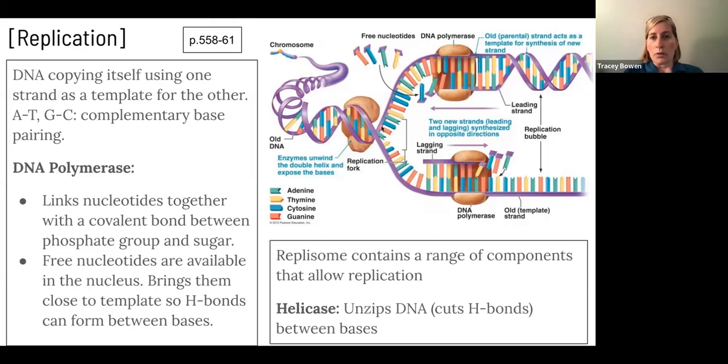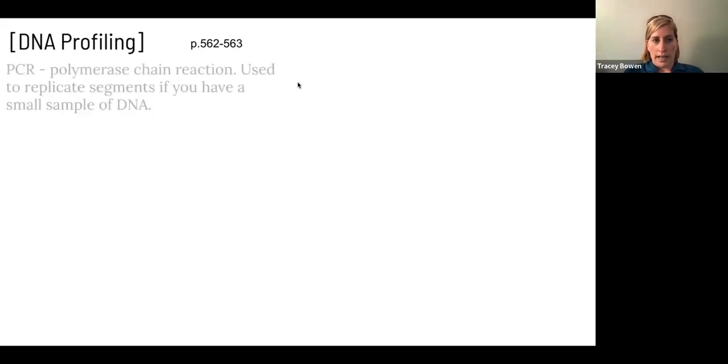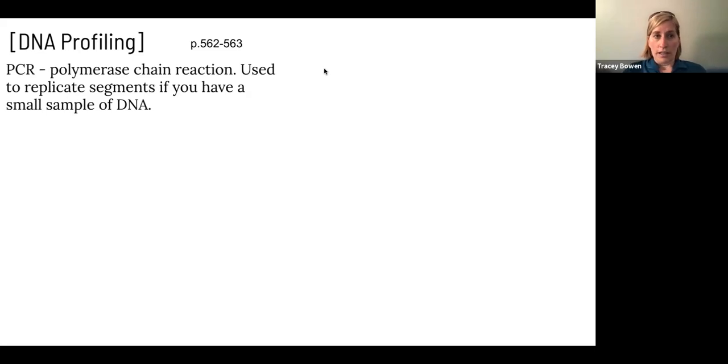And in order for DNA replication to occur, there's a wide range of components called the replisome that are needed for this process. Helicase and DNA polymerase are two components of the replisome, and they're all that we will look at for SL level. So when we are looking at DNA, we could also use DNA for DNA profiling.